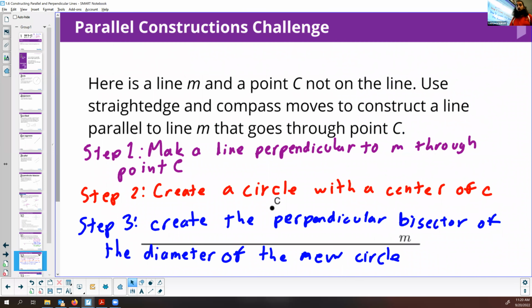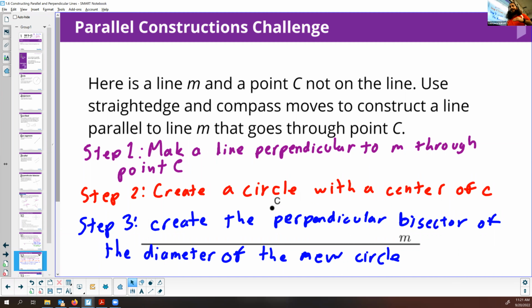Now the next construction, this one's a little trickier. And what we're going to do is I'm actually going to go through it twice because making a parallel line is a little bit tricky. So first thing we want to do is just make a perpendicular line through point C. Once we do that, we're going to create a circle with center C. The size of that circle does not matter. Then we want to create the perpendicular bisector of the diameter of that new circle.